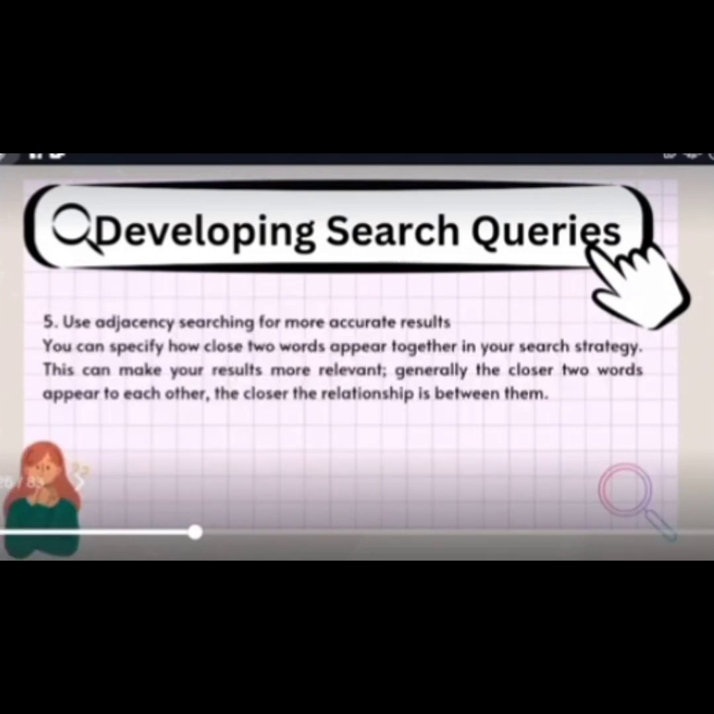Use adjacency searching for more accurate results. You can specify two words that appear together in your search strategy, so this can make your results more relevant. The closer the two words are to each other, the closer the relationship between them. So whenever you want to search physician, you can also search patient. The relationship between the two words will help you find the information that you're looking for.